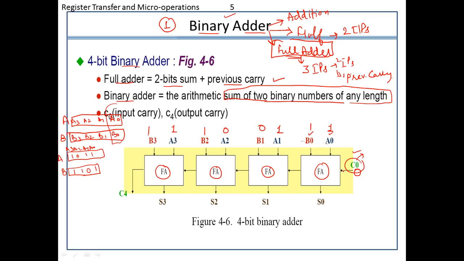I don't have any carry bit there, right? So I am taking this carry as an input carry bit 0. So when I start the addition of these, 1 plus 1 plus 0, I will get 0 as a sum and 1 as a carry, right?